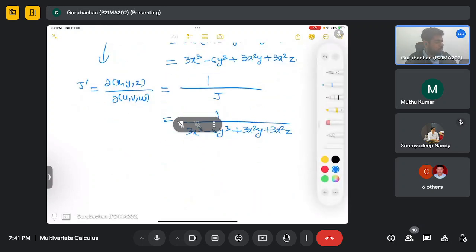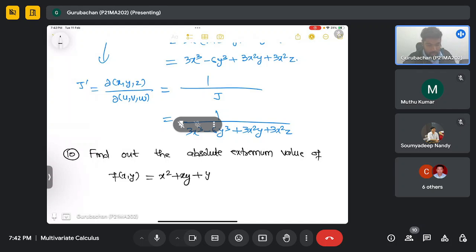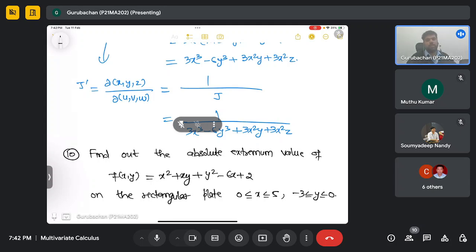So the next question is 10. Find out the absolute extremum value of f(x, y) equals x square plus xy plus y square minus 6x plus 2 on the rectangular plate, that is this and this. Please try this.